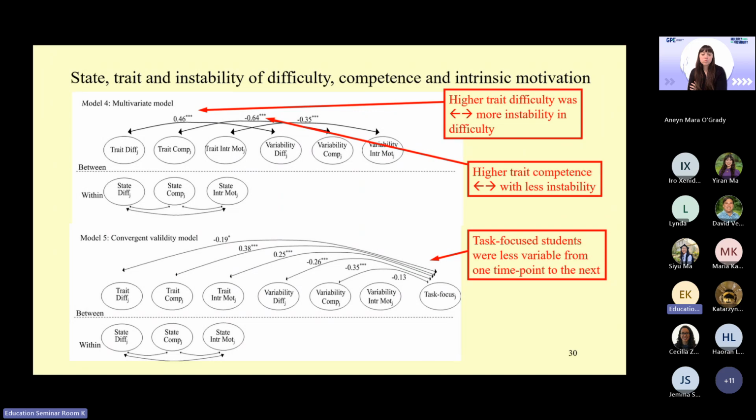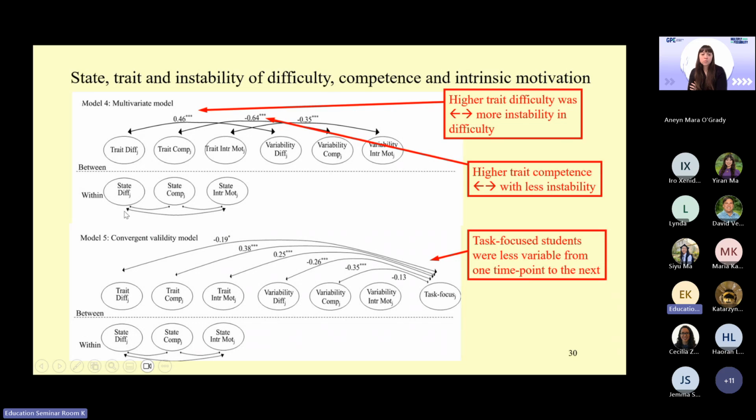I'm struggling with what's the difference between higher trait difficulty and higher trait competence. I can see higher trait competence, but I would have thought difficulty was a task, a state, not a trait. So I'm stuck with past ideas.